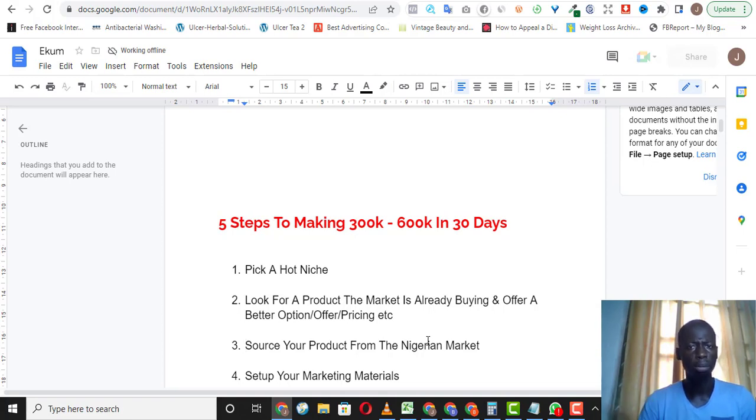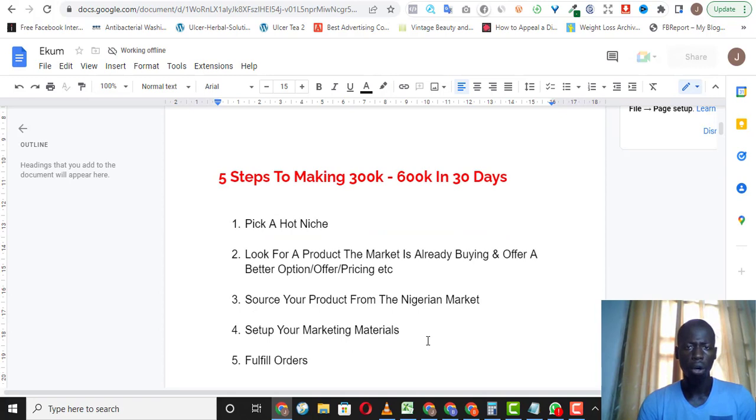All right, so step number 5 is fulfill your orders. Okay, and by fulfilling your orders, what I mean is the moment you begin to get orders, don't make the mistake of sleeping on them. Don't make the mistake of not calling these customers up immediately and confirming the orders, then making sure the delivery gets to them immediately.